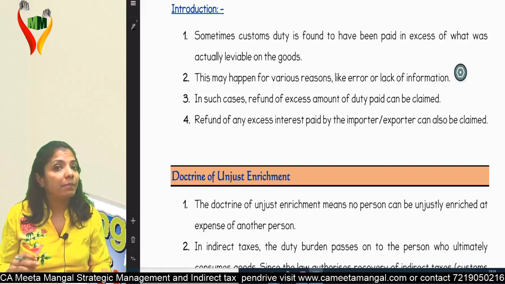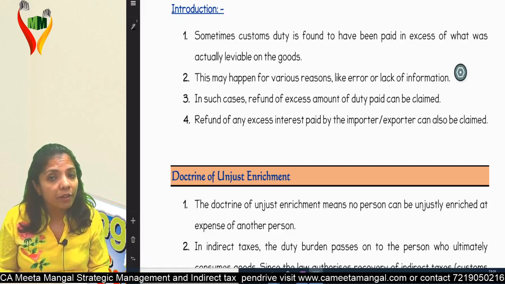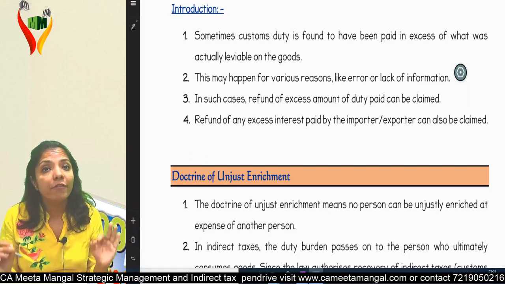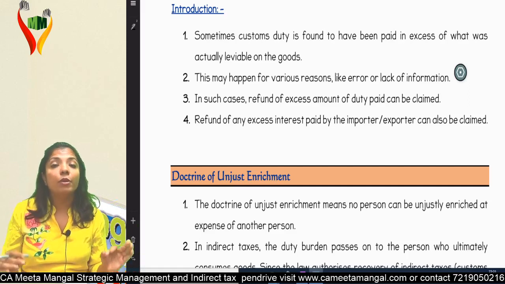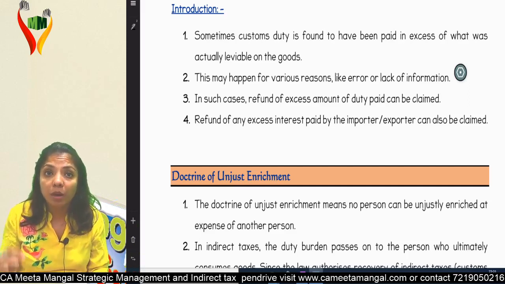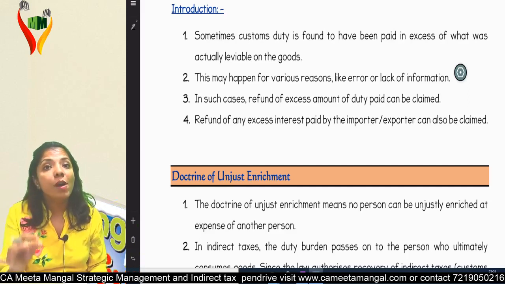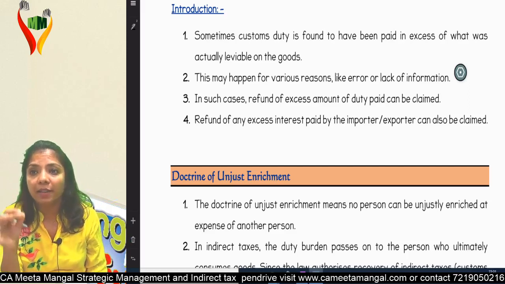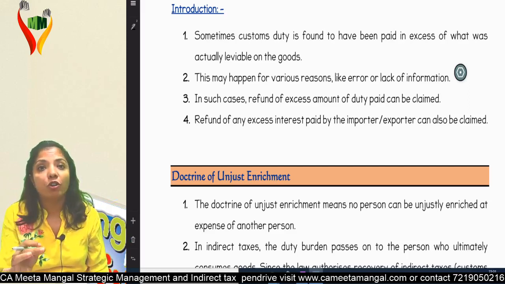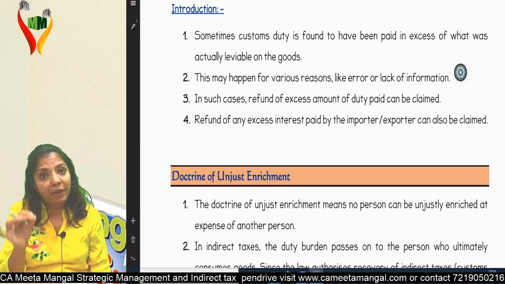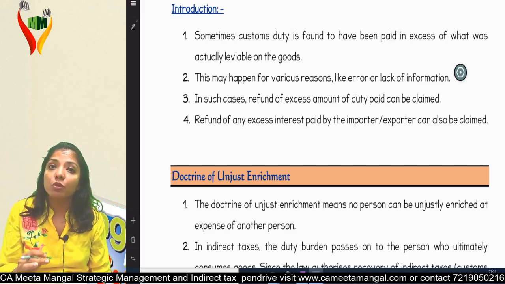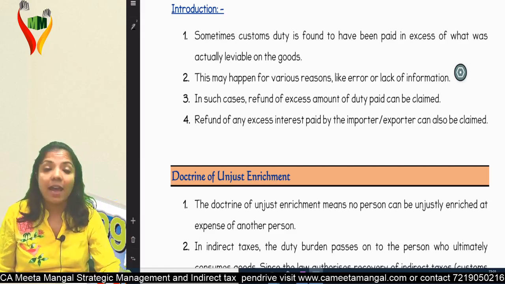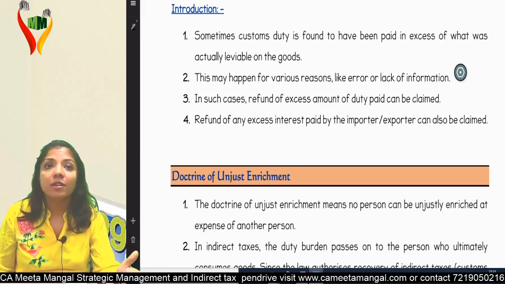Or else the department will not give me the refund, and that money will go to the Consumer Welfare Fund, and that money will be used for the benefit of the consumer, because at the end of the day, who has paid that tax? Consumer. The end consumer has paid that tax. So who should get the benefit of it? The end consumer should get the benefit of it, and so it will go to the Consumer Welfare Fund. This is called the Doctrine of Unjust Enrichment.